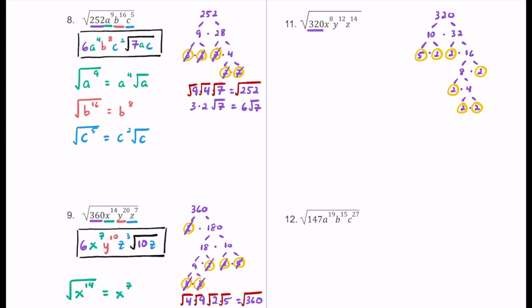And so let's see if we can find some perfect squares. So 2 and 2 make a perfect square. 2 and 2 make a perfect square. 2 and 2 make another perfect square. And we have this extra 5 kind of hanging out here.